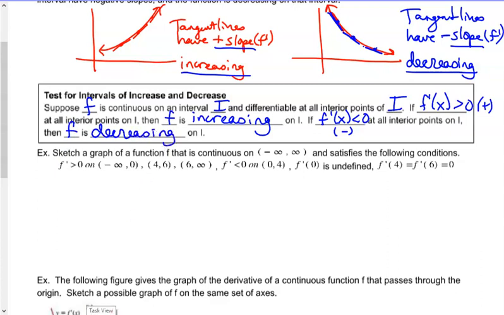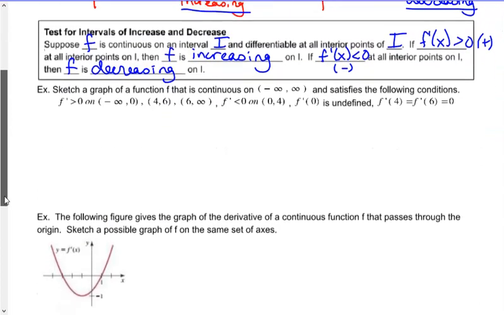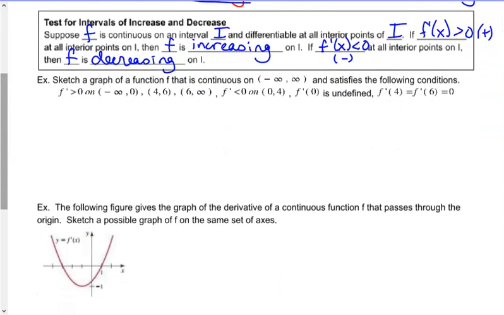So just given that information, could we construct a graph here just by knowing those pieces of information? Now, it's not going to be an accurate graph. It's just going to be kind of a sketch here. But sketch a graph of a function that is continuous on all real numbers and satisfies the following conditions. So I'm going to look right here on this.